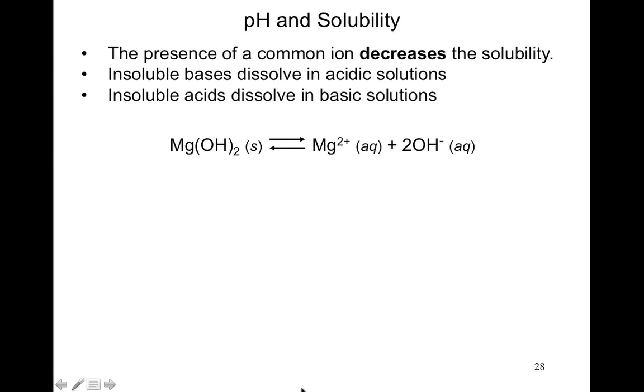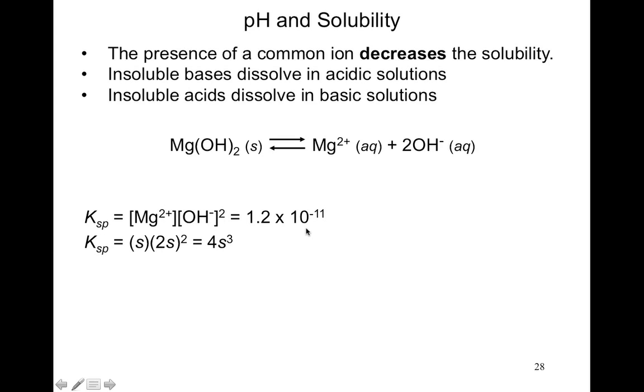I'll give you an example. Here's magnesium hydroxide. It's our base. It dissociates into one magnesium and 2 hydroxide ions. Very easy, something you've seen before. Our Ksp is our products. We square the hydroxide, something you've seen before. It's 1.2 times 10 to the negative 11th.